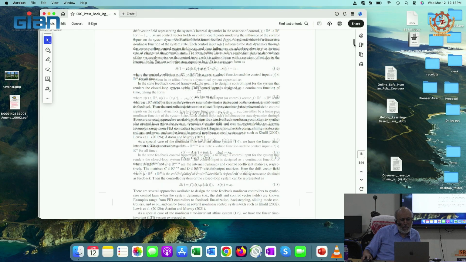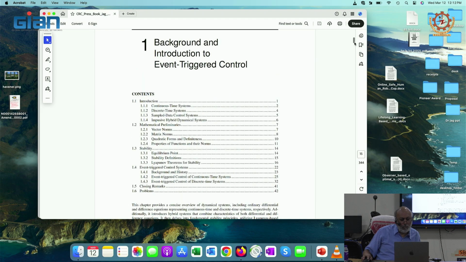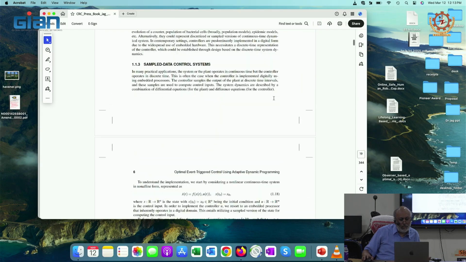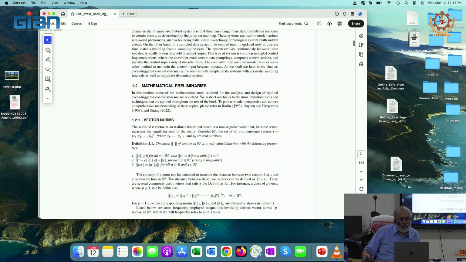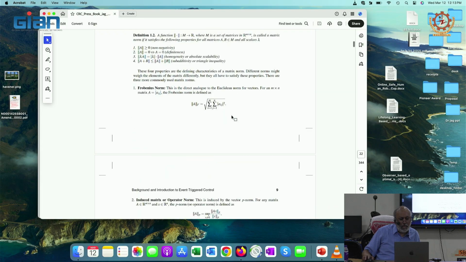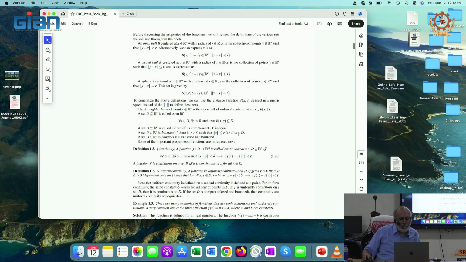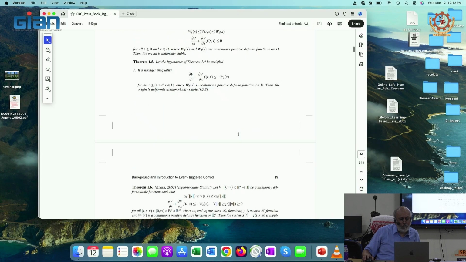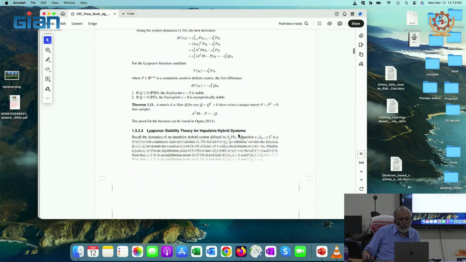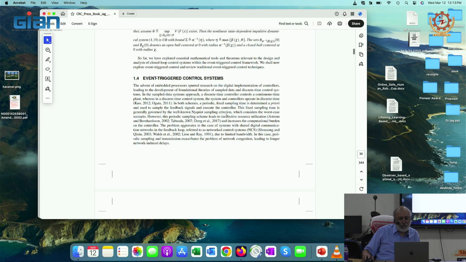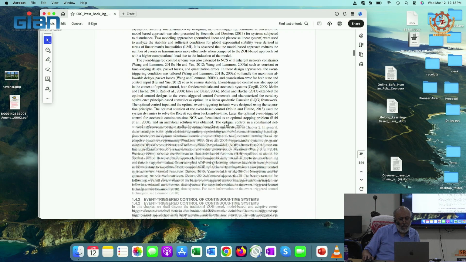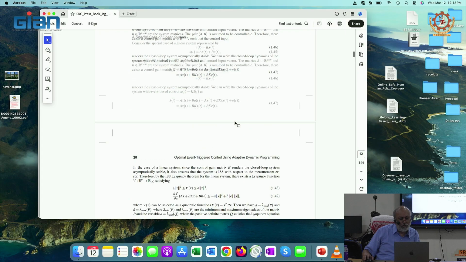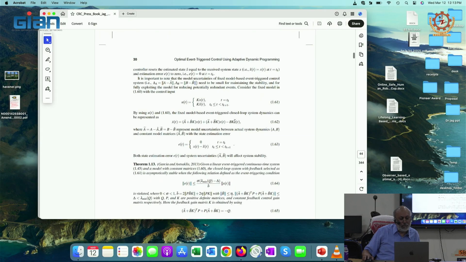So this book has so many chapters. Background and introduction to event triggered control. It has some math preliminaries, like you heard, about stability, impulsive dynamic systems, vector norms, and it also compares some matrices. There is a lot of stuff in there. Then stability, different forms of stability, and then it talks about event triggered control systems, with different types of continuous time event triggering. It gives you a table on how to do this, and there are some comparisons and simulations.